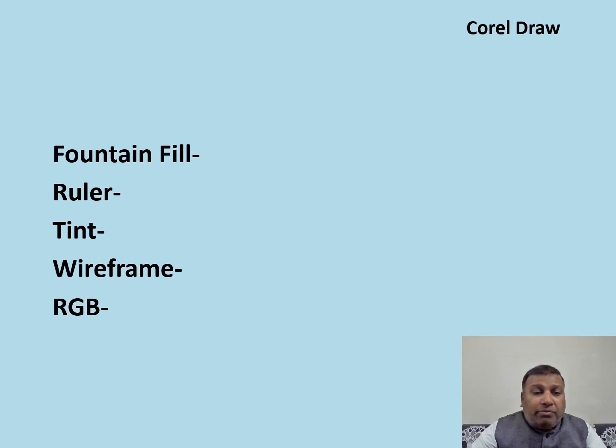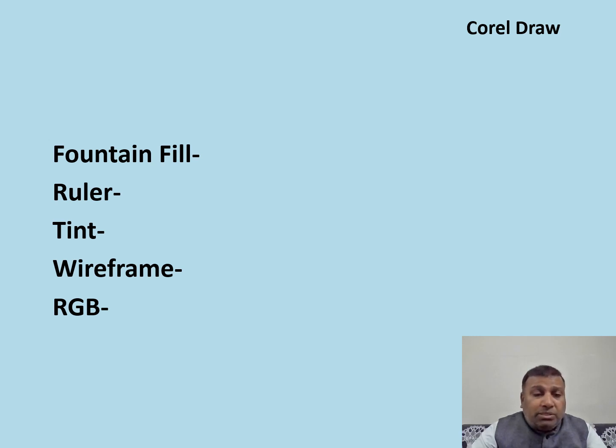And fountain fill is basically used when we are designing our object. How much color we want to fill, how many colors we want to fill. And suppose we want to fill gradient color, which means more than two colors. If we want to fill more than two colors, obviously we will use the fountain fill. In the fountain fill we have different options: conical, radial, diamond, linear. These are the styles of fountain fill.